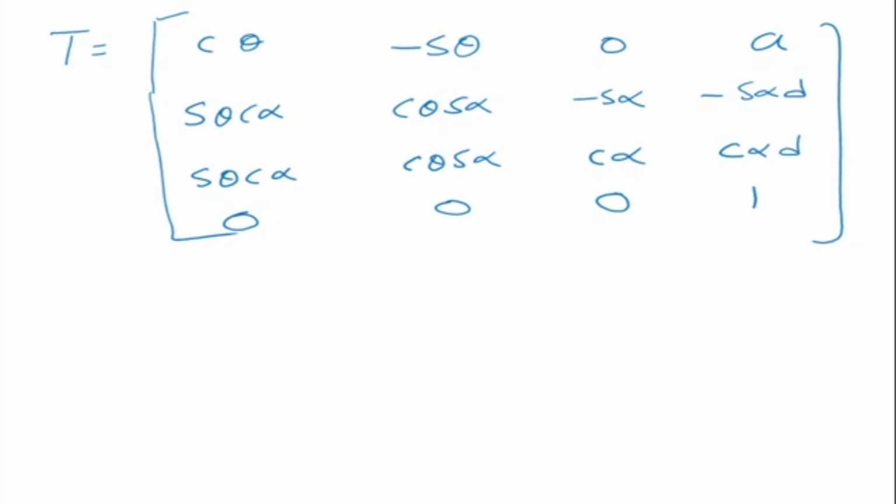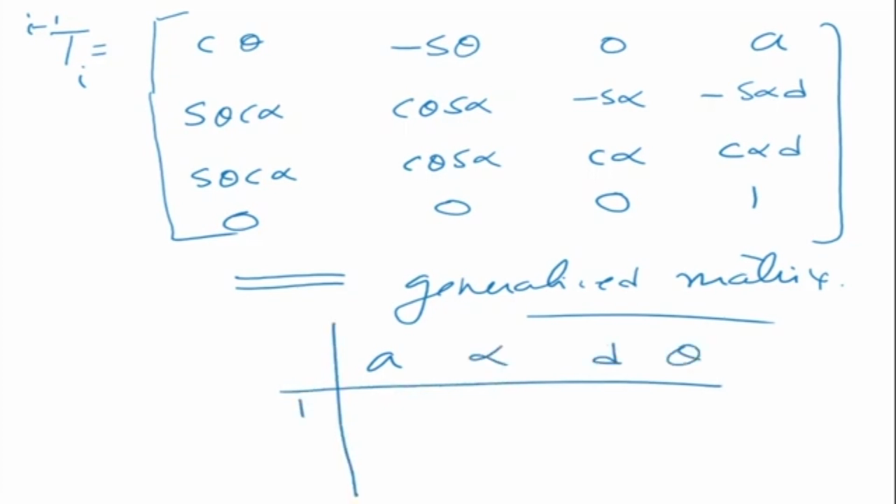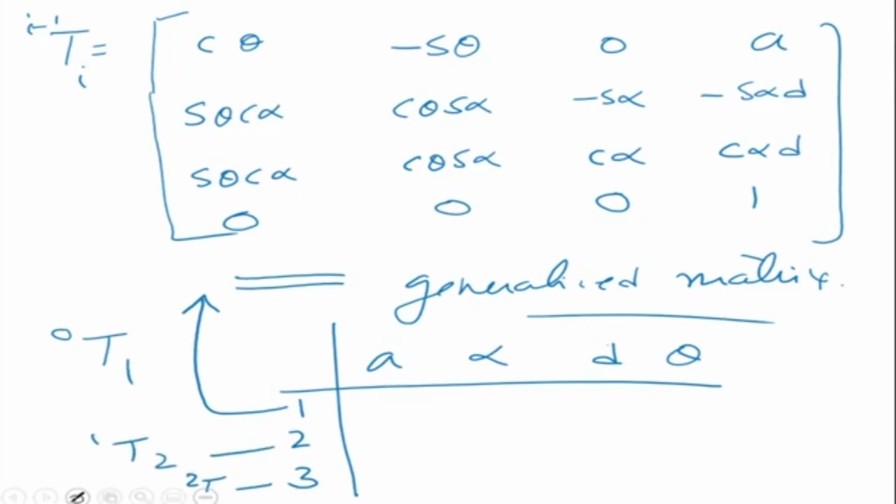But what we're going to make use of is this matrix, which is the generalized matrix. This is the matrix which is going to relate the (i-1)th frame to the ith frame, and we can put in the values of A, alpha, D, theta, which we are going to get from our DH parameter table. So our DH table will come like this: A, alpha, D, theta. These are the joints. Each of these rows we put in there and get the corresponding matrix, 0 to 1. This one is going to be 1 to 2, and this is going to be 2 to 3. So please remember this matrix. We're going to use it.